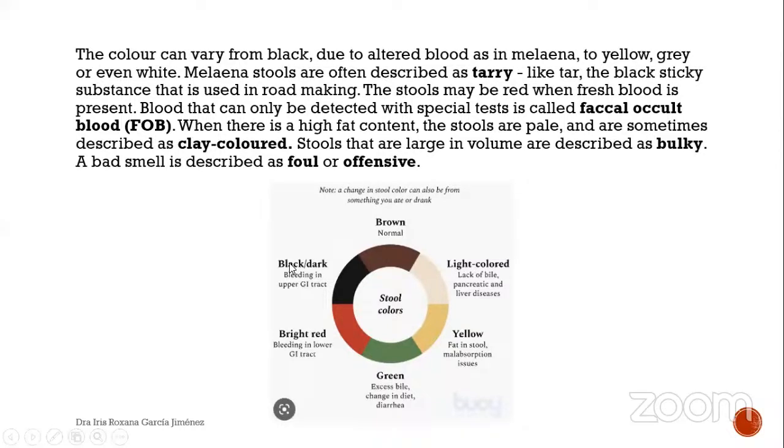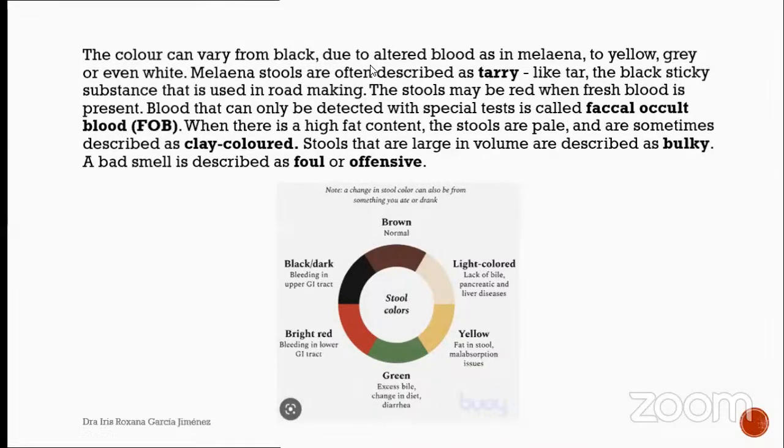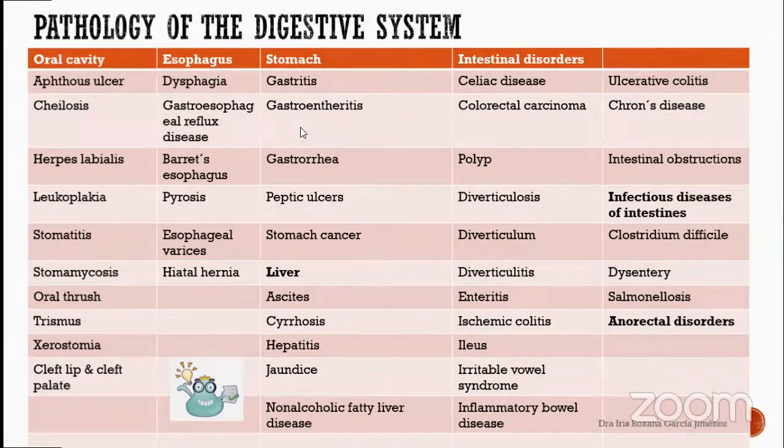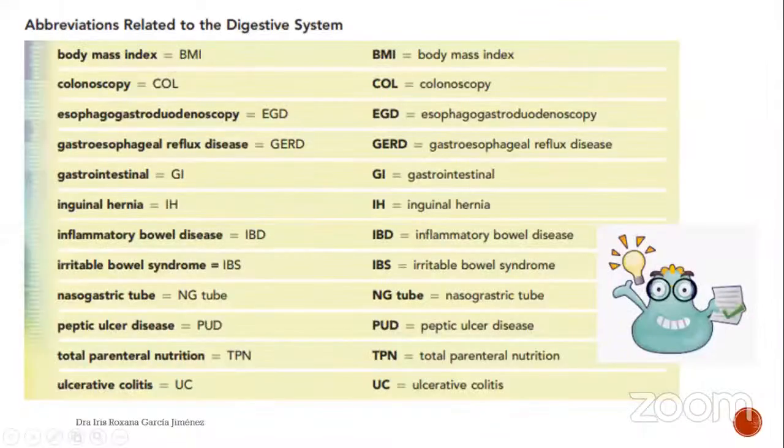According to the system, considering the anatomical structures involved: the oral cavity, the esophagus, stomach, intestinal disorders, and let's practice on this. As I was telling you, some of them look the same in Spanish and in English, or have the same words in a different order. That's important to take into account, but just for translation.